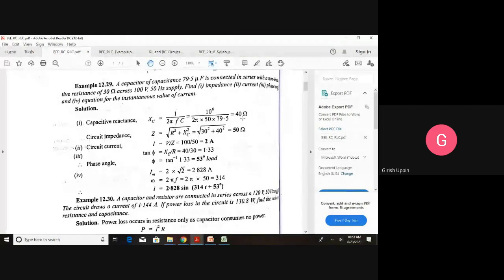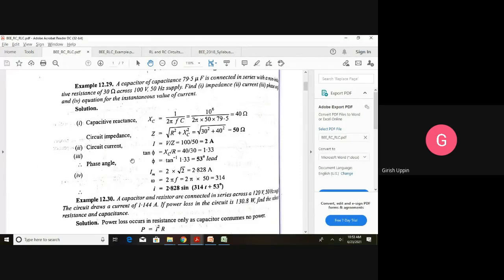Now, what is the first thing we have to find? Impedance. We already know the equation for the impedance. Z is equal to square root of R square plus XC square. R is a given value, and even before this, you have to draw the circuit diagram. The first thing, whenever you see a problem, is to draw the circuit diagram and write down all the given values. Then by substituting R and XC values, square root of 30 square plus 40 square, we get 50 ohm. The impedance of the circuit is 50 ohm.